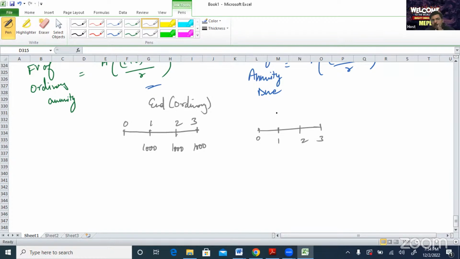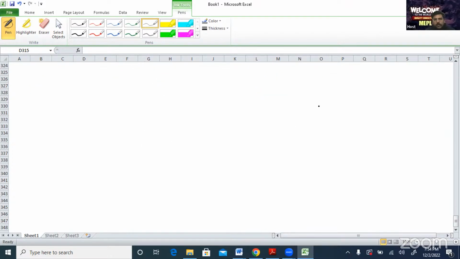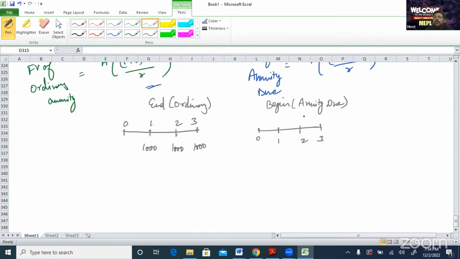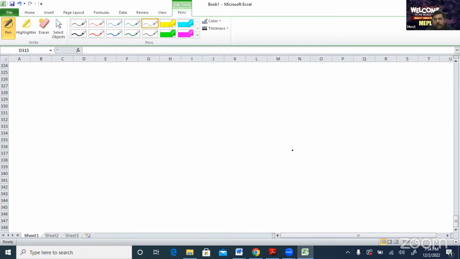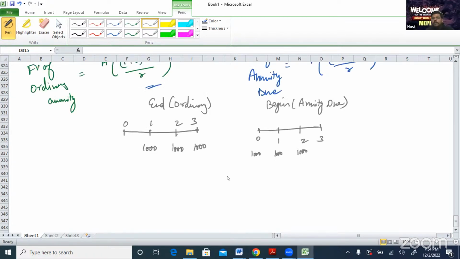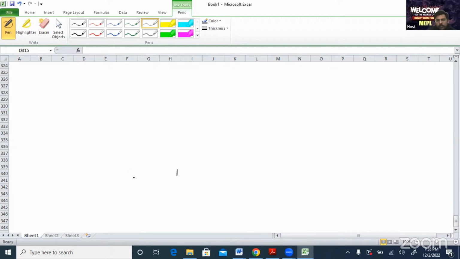And here I am saying this is the begin case. So this is the annuity due case. So I have 1000 here, 1000 here, and 1000 here. So this is at the beginning of year 1, this is at the beginning of year 2, and this is at the beginning of year 3, because end of year 2 actually means beginning of year 3. So now I want to calculate the present value.